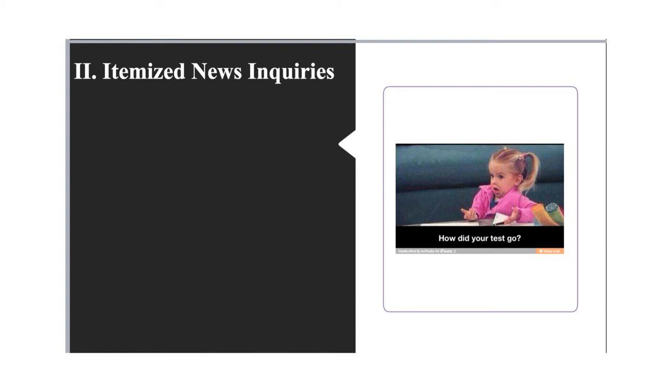And an itemized news inquiry is oriented towards a particularly newsworthy item about the partner. So essentially, it's targeted towards a specific item, a specific topic, if you will. Okay? Now, an itemized news inquiry could be things like, how did your test go? So you see over here, I'm asking about a specific thing that I want you to talk about. Or it could be something like, are you still working at the newspaper? Or, tell me about that article that you just wrote.